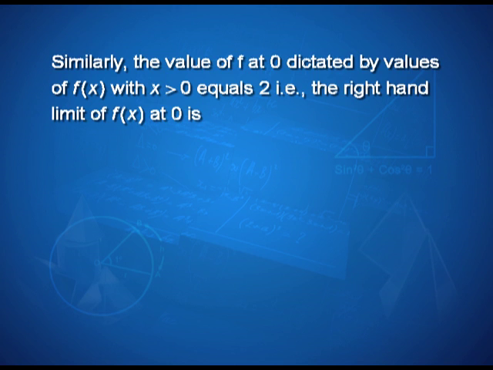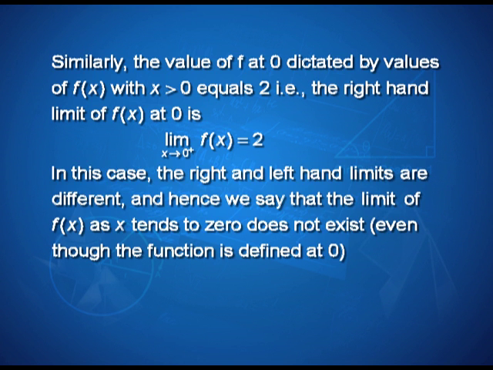Similarly, the value of f at 0 dictated by the values of f of x with x greater than 0 equals 2, that is the right hand limit of f of x at 0 is limit x tends to 0 plus of f of x is equal to 2. In this case, the right hand and the left hand limits are different and hence we say that the limit of f of x as x tends to 0 does not exist, even though the function is defined at 0.